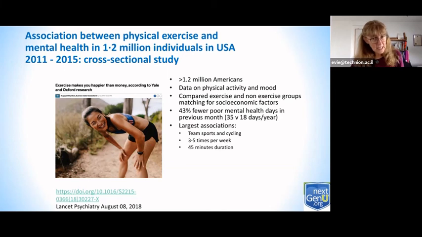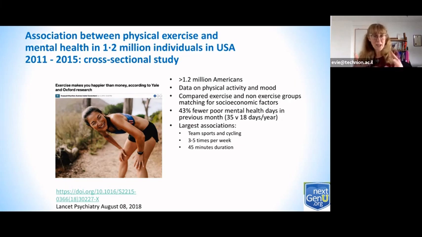And very interestingly, the exercise group had 43% fewer poor mental health days in the previous month compared to the group that didn't exercise. So that was 35 versus 18 days of feeling less well from a mental health perspective per year. So that's quite extraordinary. And the largest associations were with people who exercise 3 to 5 times a week and 45 minutes duration. So we're not talking about huge amounts of exercise per week, 3 times 45 minutes. And interestingly, people who are doing team sports and cycling.